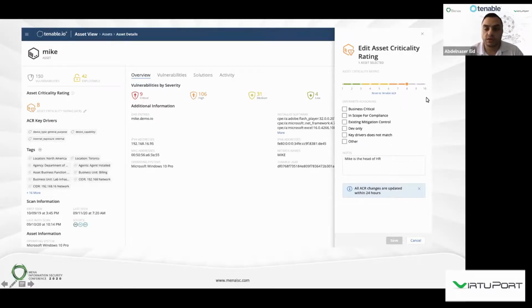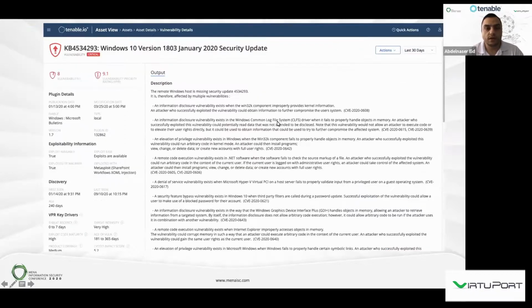However, as we mentioned, the organization's engineers should have the ability to tweak and do some customization for that asset criticality, because they are the ones who know exactly how important this asset is to their environment.